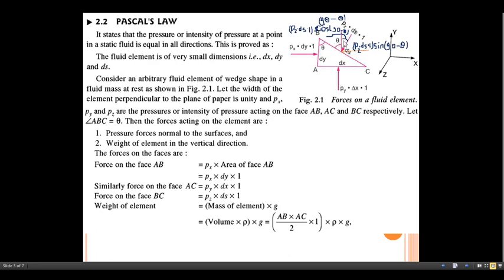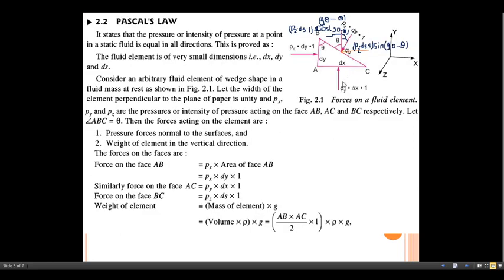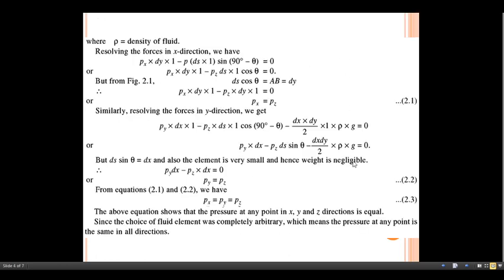Similarly, let us consider the forces in the vertical direction. This force is in the upward direction, this force in the downward direction. So let us consider this force Py multiplied by dx multiplied by 1, and Pz into ds into 1 into cos of (90 minus theta). For this force a positive sign is given, as it acts vertically upward, and this force we consider as negative. For equilibrium, we say that the sum equals 0.